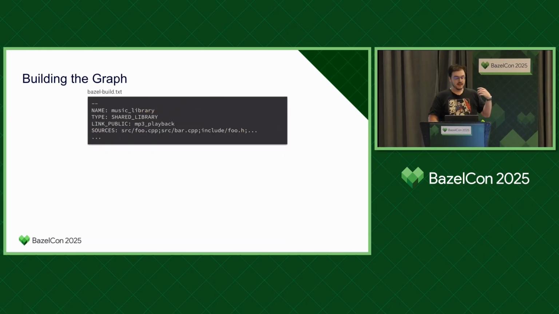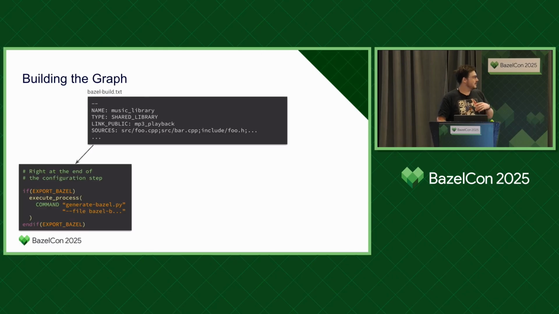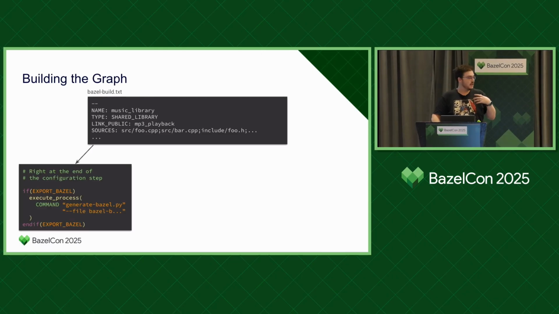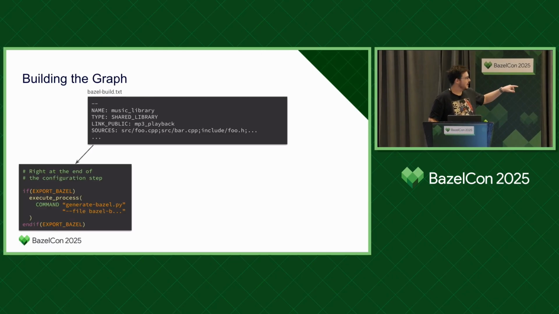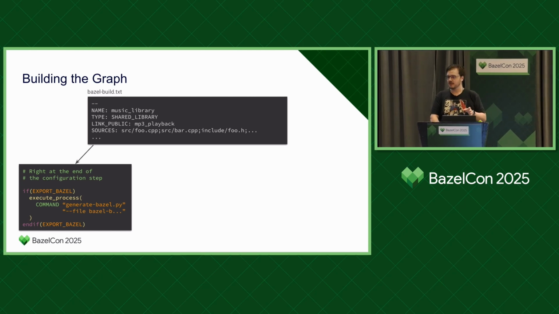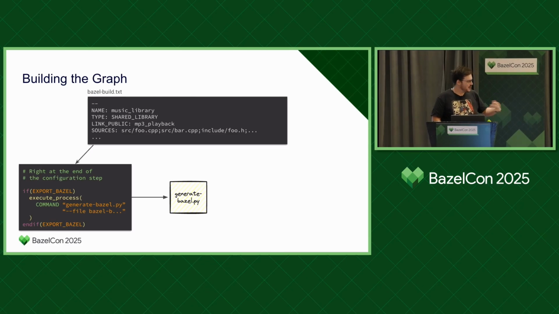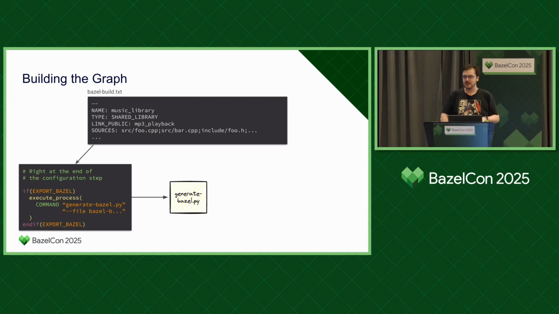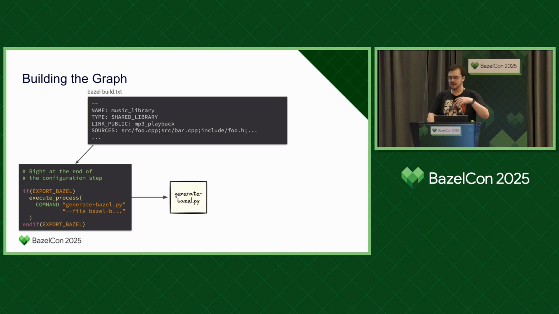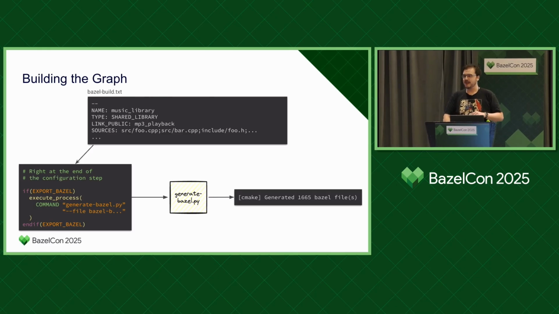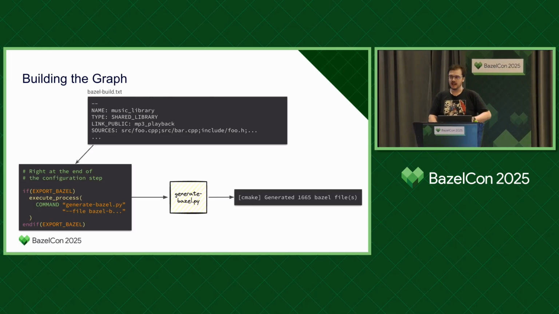And now that we have that on disk, we can again take advantage of the execute_process in CMake to just run this medium-sized Python file that takes that plain text file, ingests it, creates an in-memory representation, does a bunch of transformations, and then writes all of the Bazel files for us. So this isn't using Gazelle or anything like that.